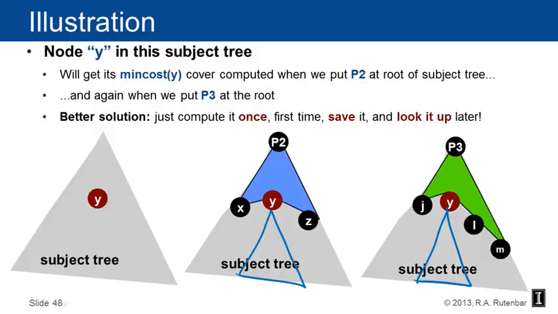That's just stupid. The first time you compute the minimum cost of node Y, go put it in a table and remember it. So the second time you want to do this, just go look it up in the table. It saves a lot of computation. Very easy to do. So that is the core algorithm for technology mapping.